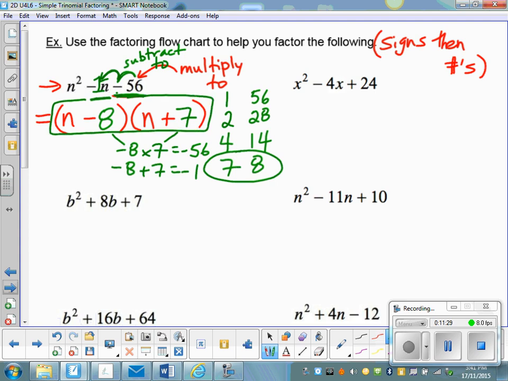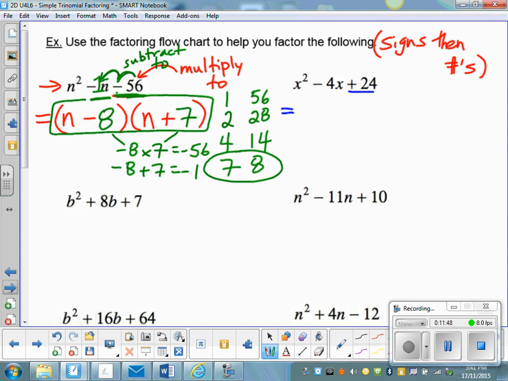Okay? Now I'm showing lots of steps here and writing lots of things down. You don't always have to write all these things down, but for the first few we'll do that just to help out.